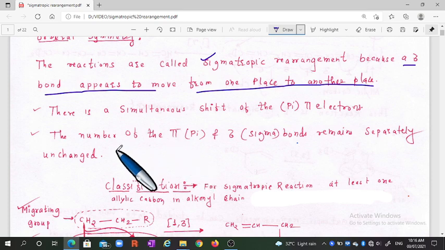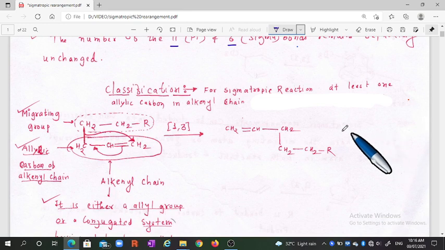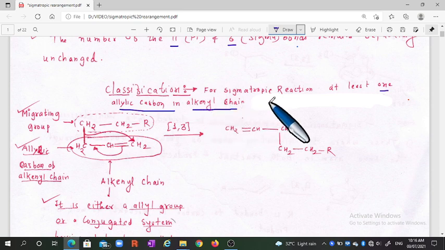In an electrocyclic reaction or in a cycloaddition reaction, there is a difference between the pi electrons and the sigma electrons in the reactants and the products. But in a sigmatropic reaction, the number of pi bonds and the number of sigma bonds remain separately unchanged. For a sigmatropic reaction, at least one allylic carbon in an alkenyl chain should be present.